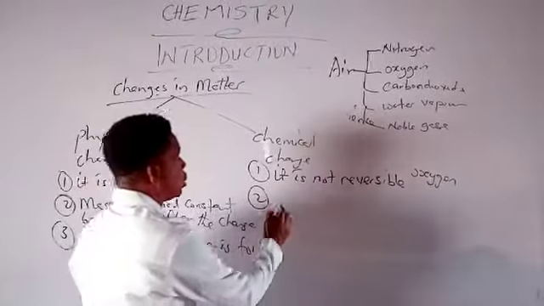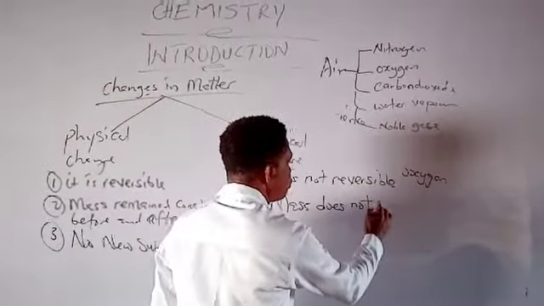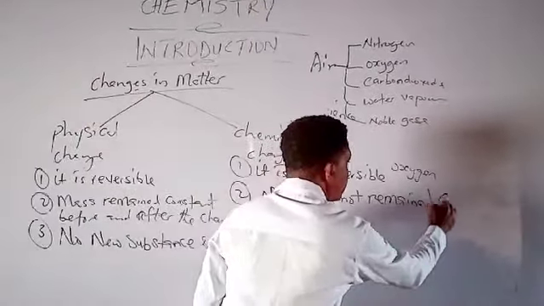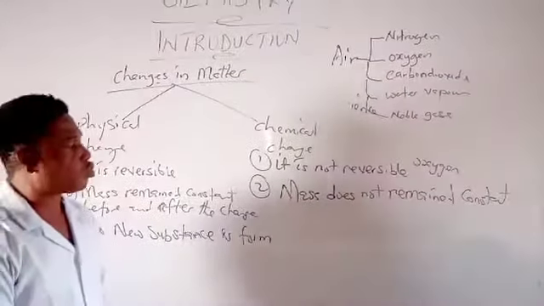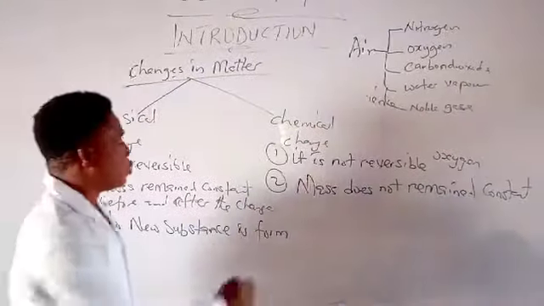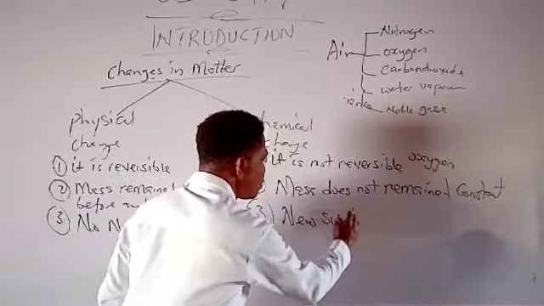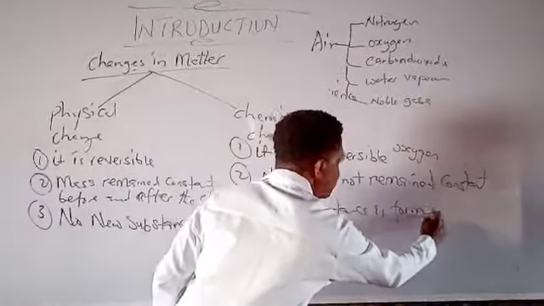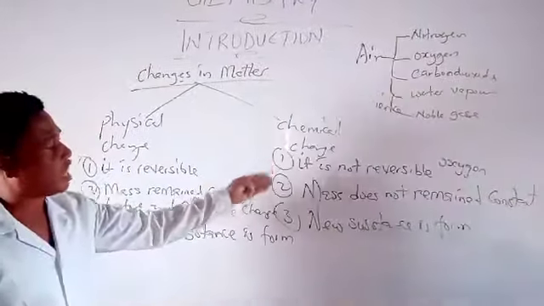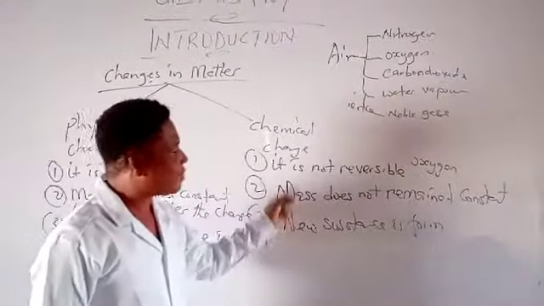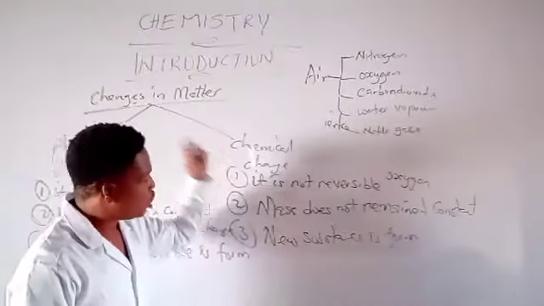Number two, the mass does not remain constant. Number three, a new substance is formed. So, three things you need to know about chemical change: it is not reversible; the mass does not remain constant, meaning there is a change in mass as you go from one point to another; and a new substance is formed.